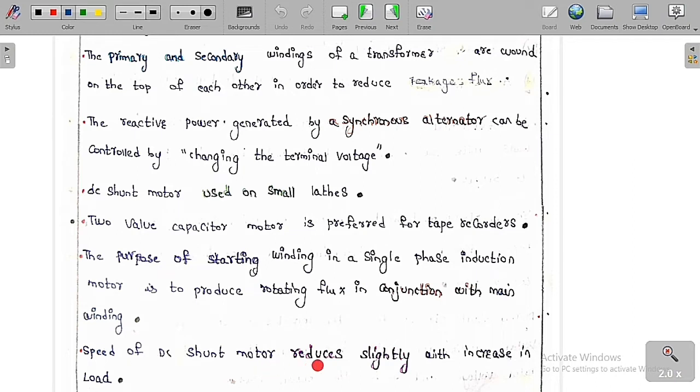The speed of DC motor reduces slightly with increasing load. I already told you, DC shunt motor is always a constant speed motor. From zero to full load, the amount of change in speed is very, very less. Because of this only, it is called a constant speed motor. Therefore, the speed of DC shunt motor reduces slightly with increasing load.